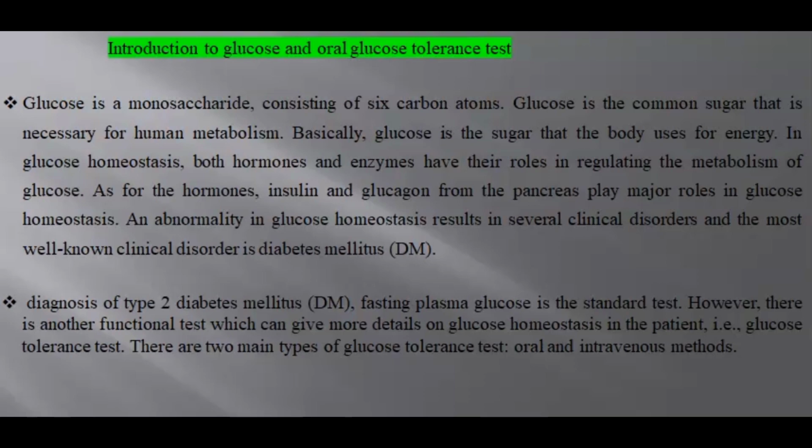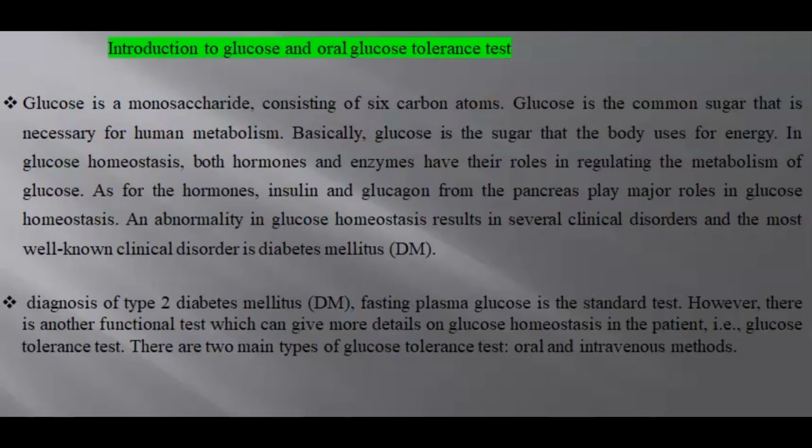And so to continue, we'll be looking majorly at glucose because of the energy supplied by glucose. And mainly it is glucose that is used to generate ATP. So we proceed. Glucose is a common sugar that is necessary for human metabolism. Basically, glucose is a sugar that the body uses for energy.